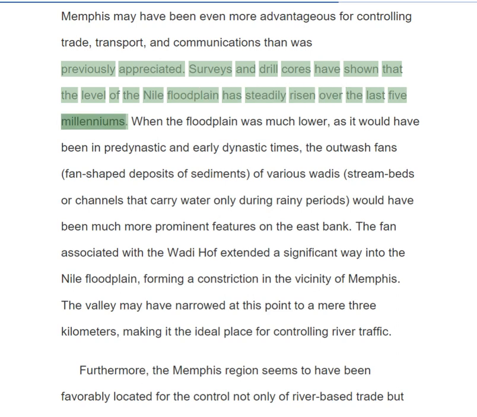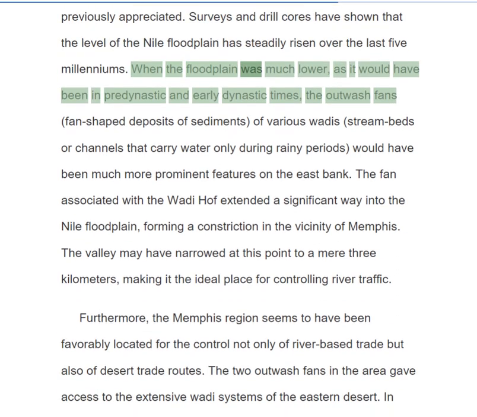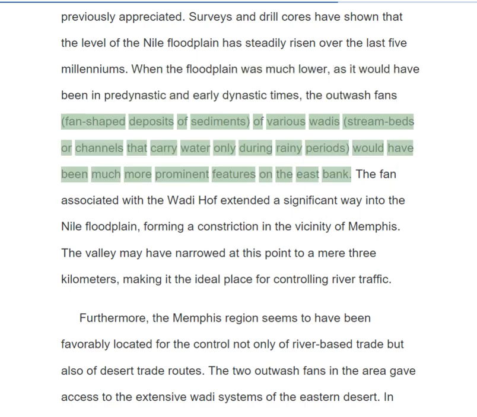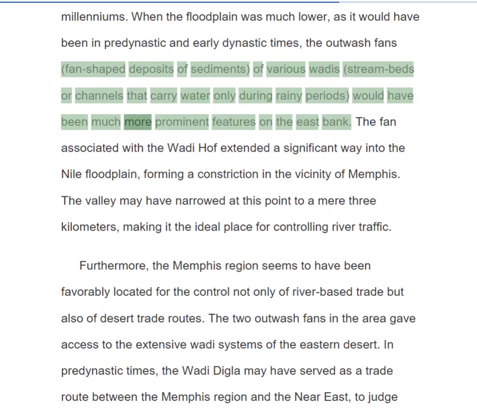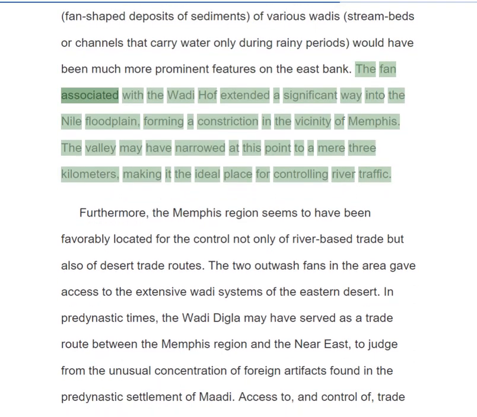Surveys and drill cores have shown that the level of the Nile floodplain has steadily risen over the last 5 millennia. When the floodplain was much lower, as it would have been in pre-dynastic and early dynastic times, the outwash fans of various wadis would have been much more prominent features on the east bank. The fan associated with the Wadi Hof extended a significant way into the Nile floodplain, forming a constriction in the vicinity of Memphis. The valley may have narrowed at this point to a mere 3 kilometers, making it the ideal place for controlling river traffic.